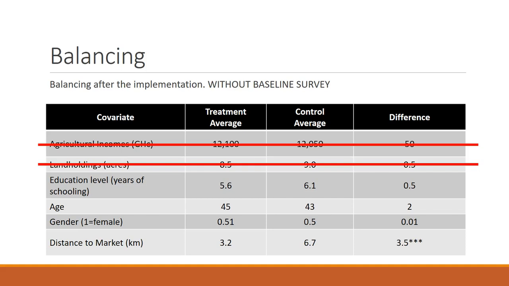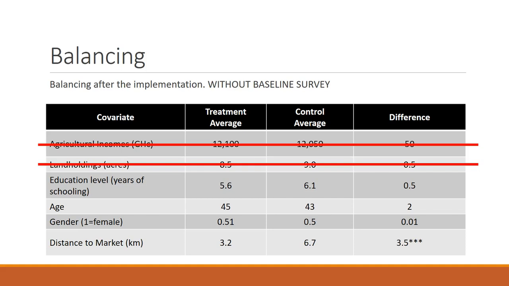We want our treatment group to be the same as the control group on average before the intervention, so that we can conclude that any observed difference that we see in our outcome variable is the result of the intervention, and not the result of some systematic difference between our treatment group and our control group.